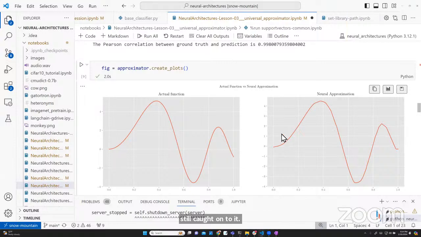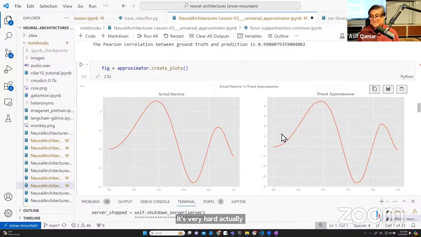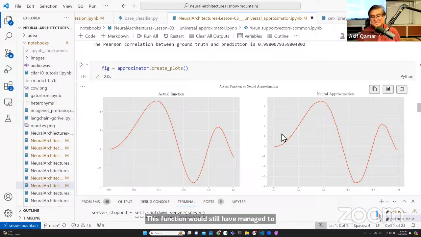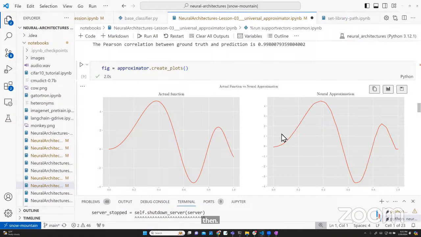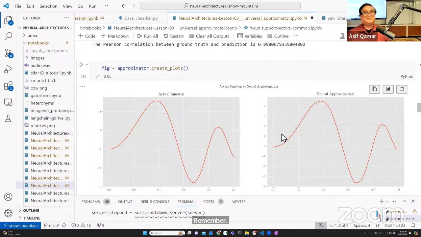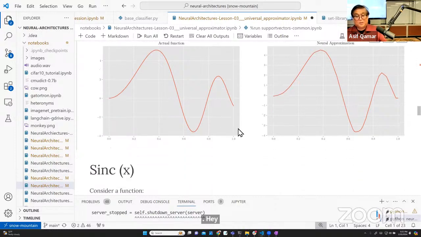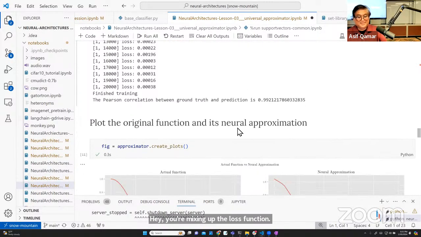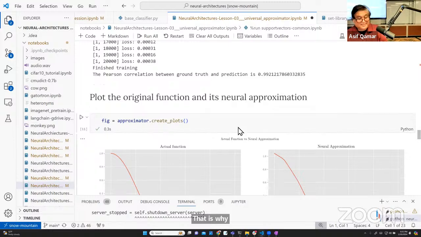Question here, Asif, again, sorry. In this function, yes, there is one clear minima that we can see. Let's say if we had two that were approximately the same depth, this function would still have managed to bounce out of one and then... No. See, you're mixing up the data shape and the loss function minima. Remember, the loss function is entirely different from the data. I see. Data is different. You're mixing up the loss function. That is why, hold that. I was a bit hesitant introducing the loss surface. We have a whole discussion for it next time.